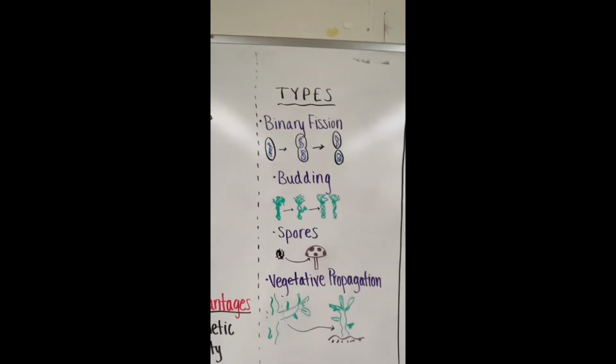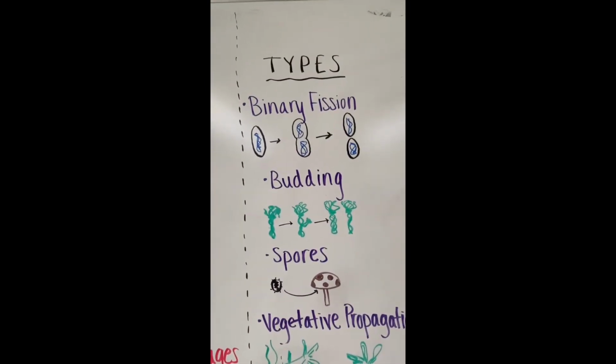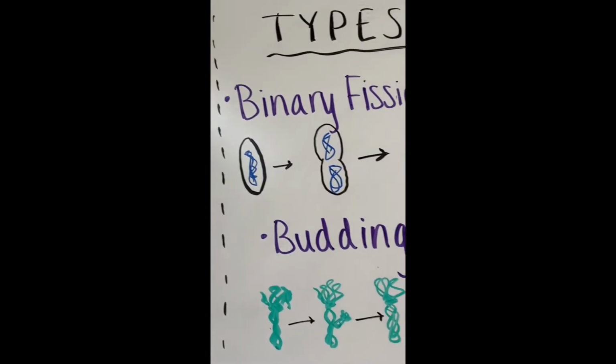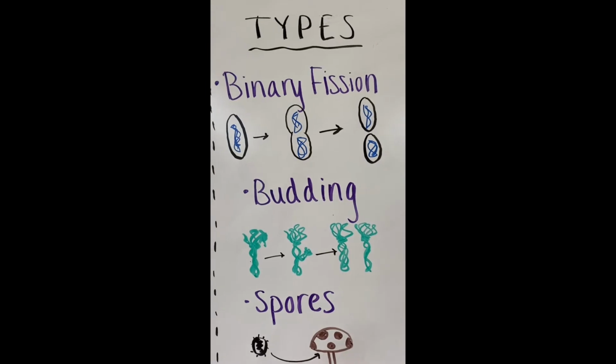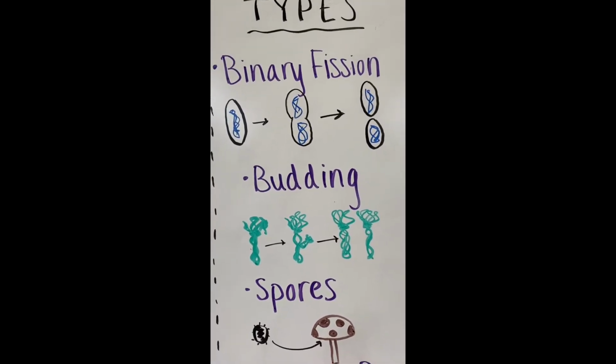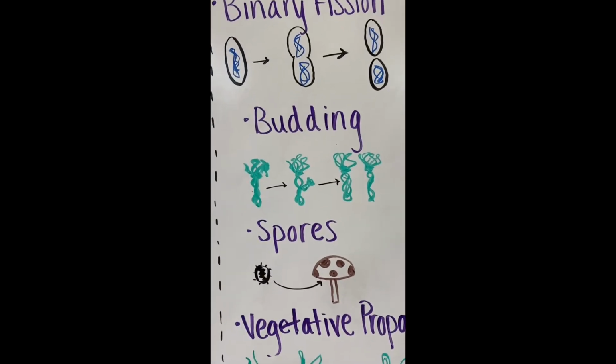We talked about different types of asexual reproduction. So first we talked about binary fission. Remember that bi means two and fission means it's just getting split into two, so that bacterial cell is just going to split. Then we have budding.